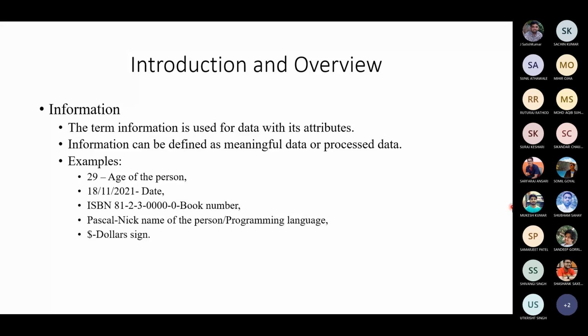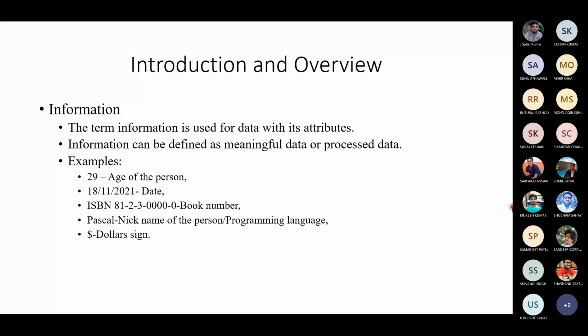Likewise, when I say ISBN 812300, the set of values could be anything. But when I say this is a book number, it gives me information from this data, right? When I say Pascal, it could be a nickname of a person or a programming language. So we can get some meaningful information from this data.